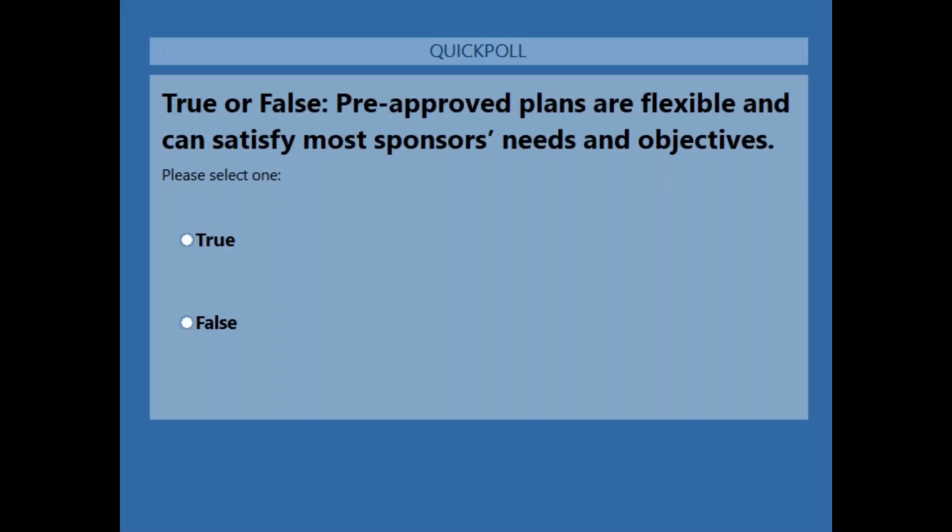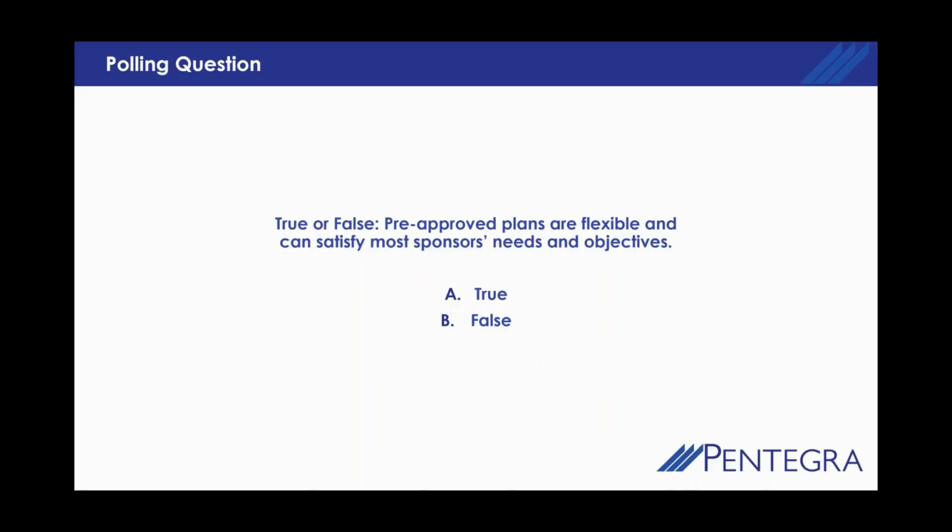The polling question should now appear on your screen. True or false, pre-approved plans are flexible and can satisfy most sponsors' needs and objectives. The poll will appear on your screen for another few seconds for anyone who's yet to select your answer. Poll is now closed. The correct answer was A, true. Mary, you may continue. All right, thank you.